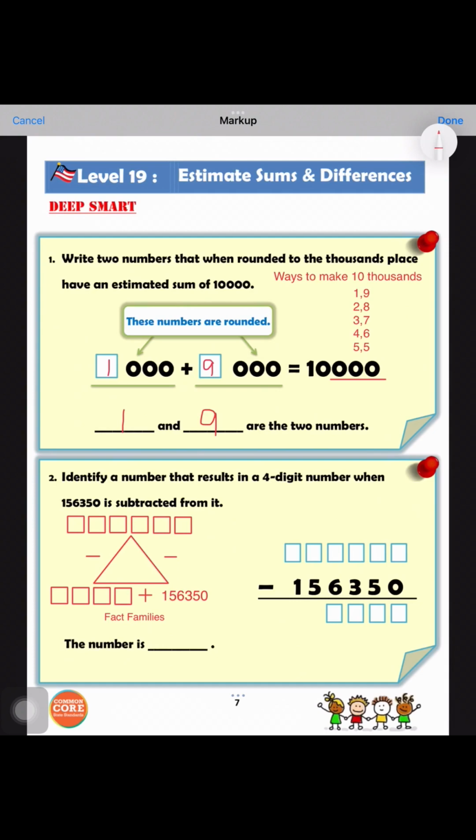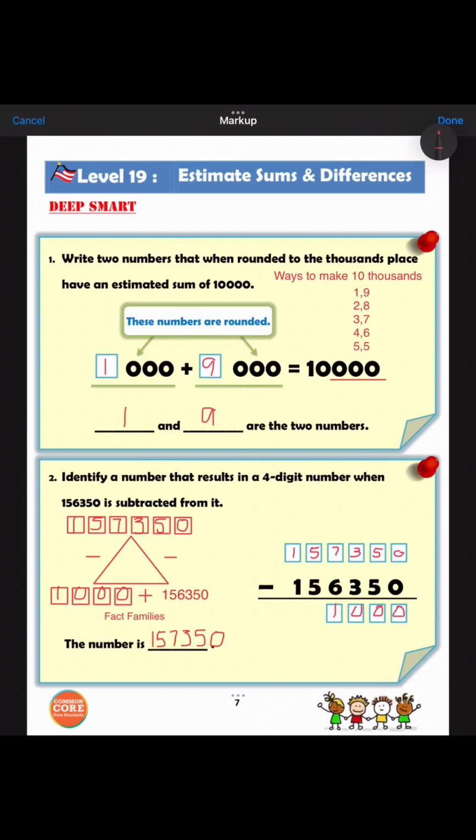Next, we have to identify a number that results in a 4-digit number when 156,350 is subtracted from it. So we may make use of the fact families. If the final answer is 1,000, and we make use of the fact families, 1,000 plus 156,350 equals 157,350. The number is hence 157,350.